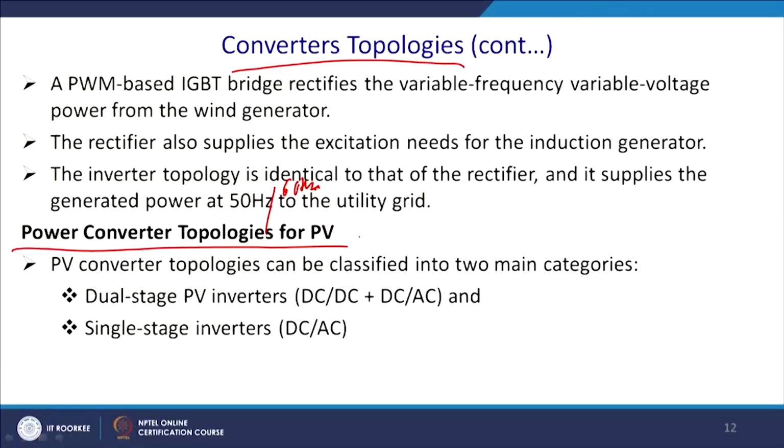So, now we will talk about the power converter for PV. Power converter topologies can be classified into two main categories. These are the dual stage PV inverter, that means first you have a DC to DC converter that will track MPPT, generally a boost converter. Thereafter, you have an inverter that will convert the DC into the grid voltage, or you may have a single stage DC to AC converter.